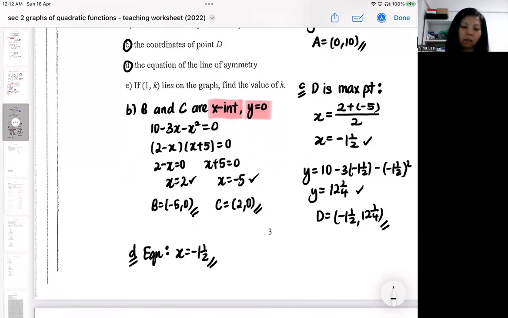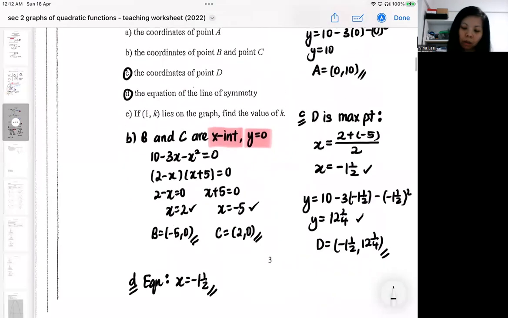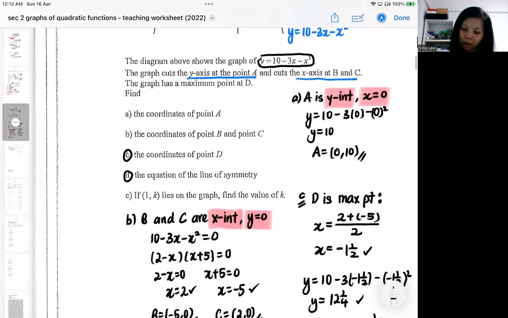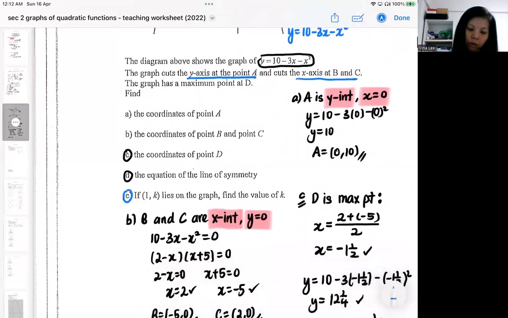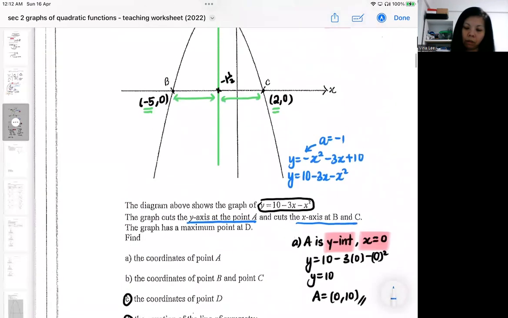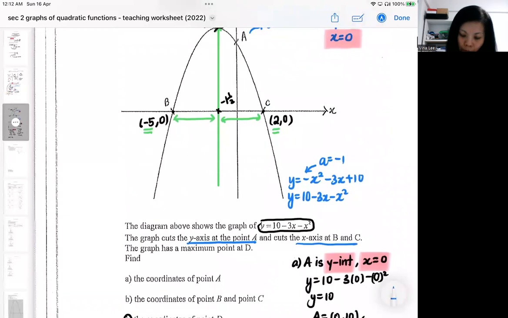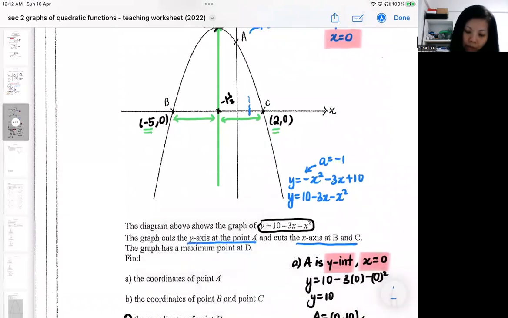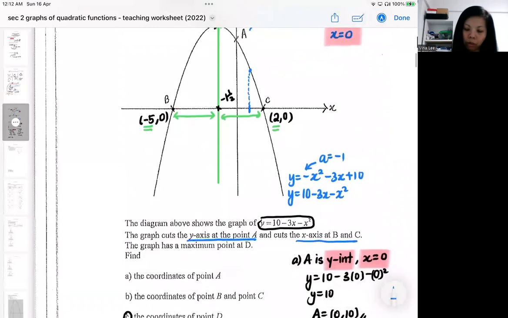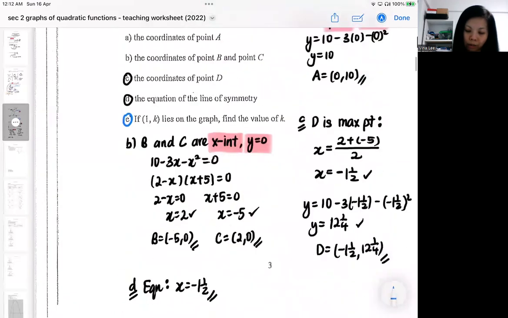So these are the standard things that they will be asking you. It can be a set phase graph, it can be a small phase graph. Okay, the last part E is not so standard. So if (1, k) lies on the graph, so maybe 1 is here, what is the value of k? You got the equation, so you can always afford to calculate.